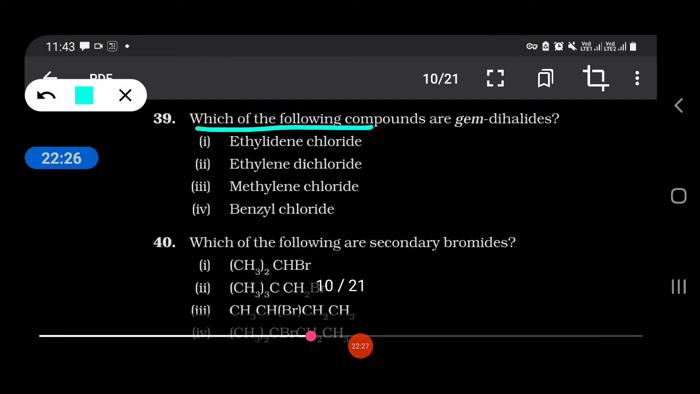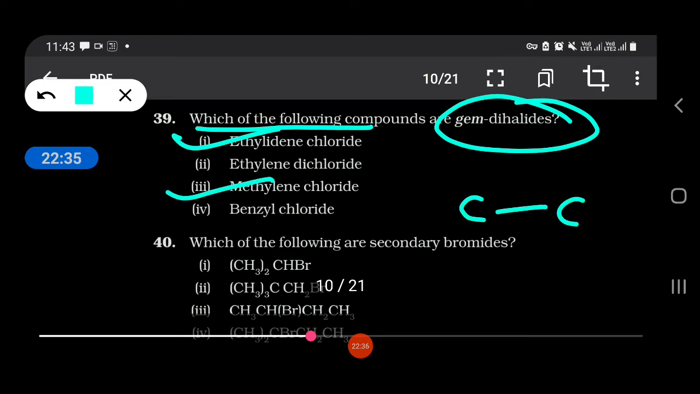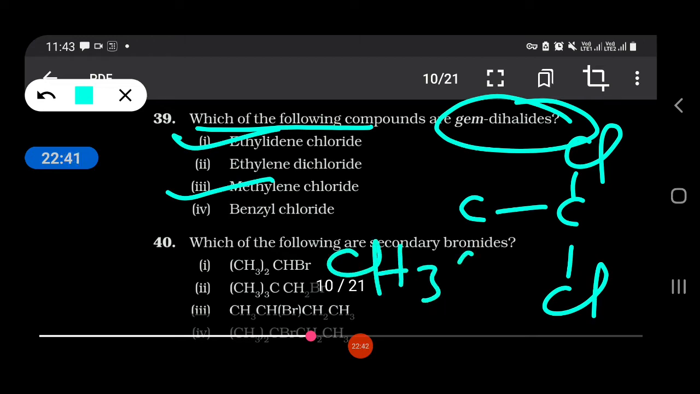Which of the following are gem dihalides? So our answer is first and third. Ethylidene chloride, like this one, is the gem dihalide, and methylene chloride, CH2Cl2, gem.